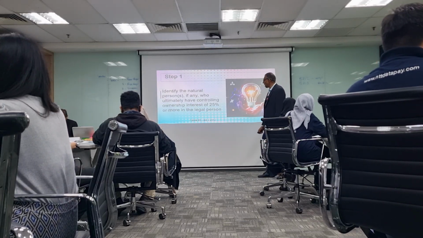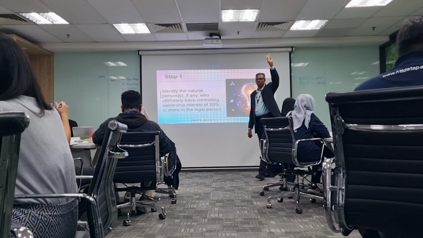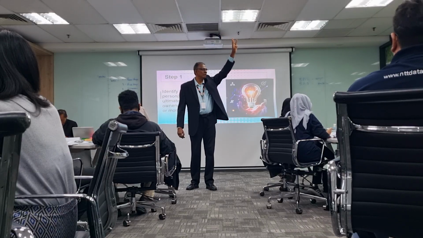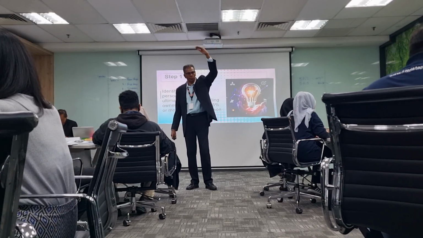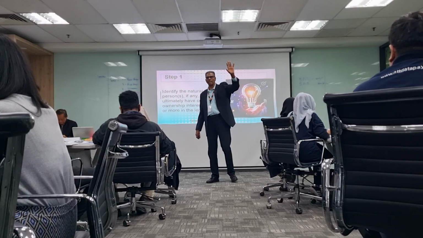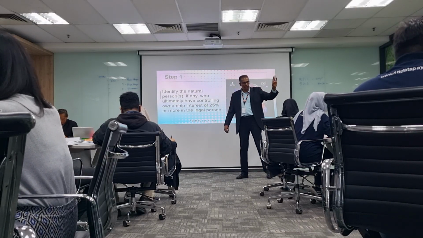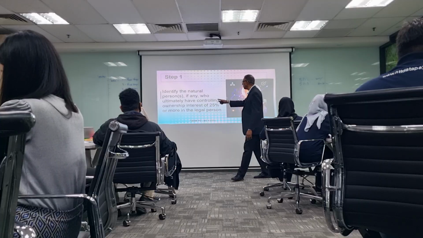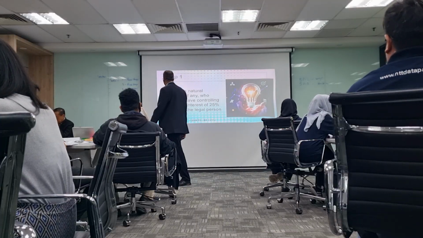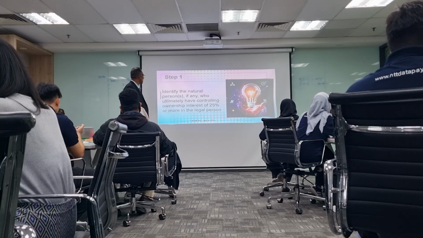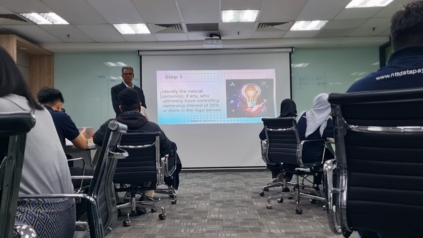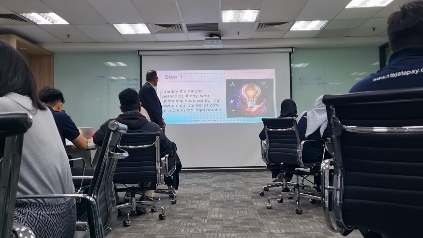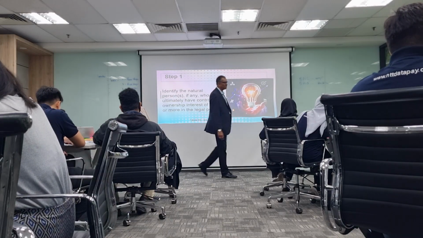Step 1: identify the natural person. There are 3 steps that Bank Negara has given in the policy document to find out the BO. If you follow the steps, you will be able to find the BO. Step 1: identify the natural person, if any, who ultimately has a controlling ownership interest of 25% or more in the legal person. You keep hearing legal person; a legal person is actually a company. So to be a BO, you must have 25% and above.